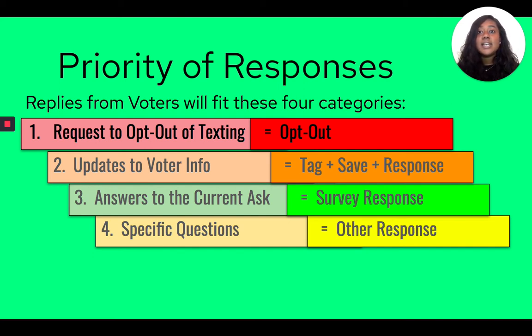Secondly, is this an update to voter information? Wrong number, cannot vote, replying in a different language, and covered in one of the tags. If so, we'll click a tag, save the tag, and find the corresponding canned response to send to the voter. 3rd, is this an answer to our current campaign question? If so, we'll use a survey response at the top of the list. Or is this a specific question? And in that case, we'll need to look a little harder in the canned responses to find something that fits, or use the help needed tag to get help from a staff member or volunteer.